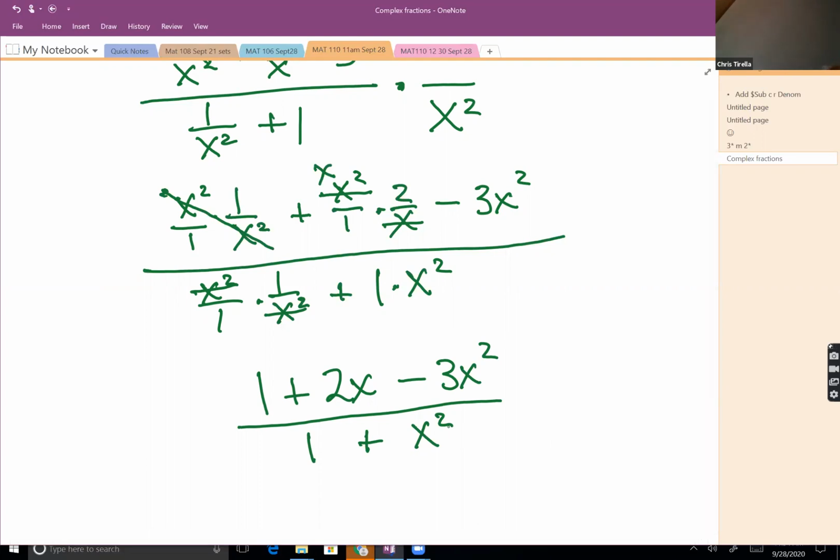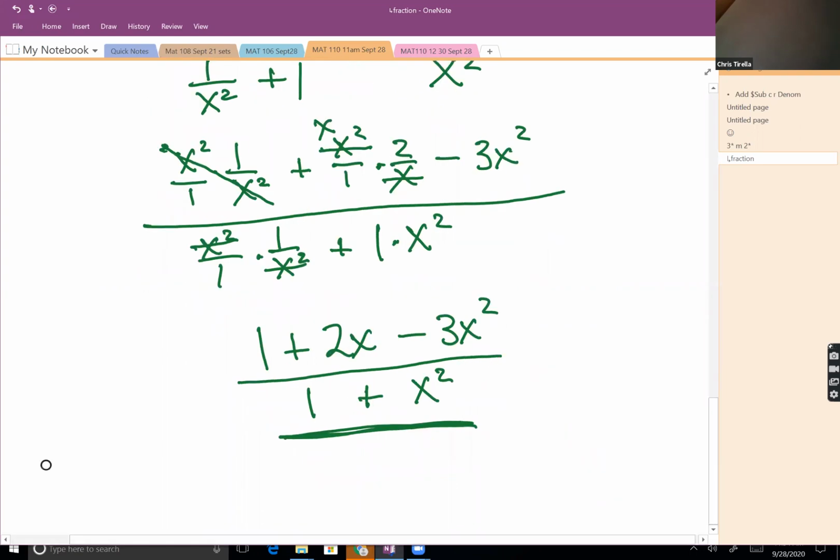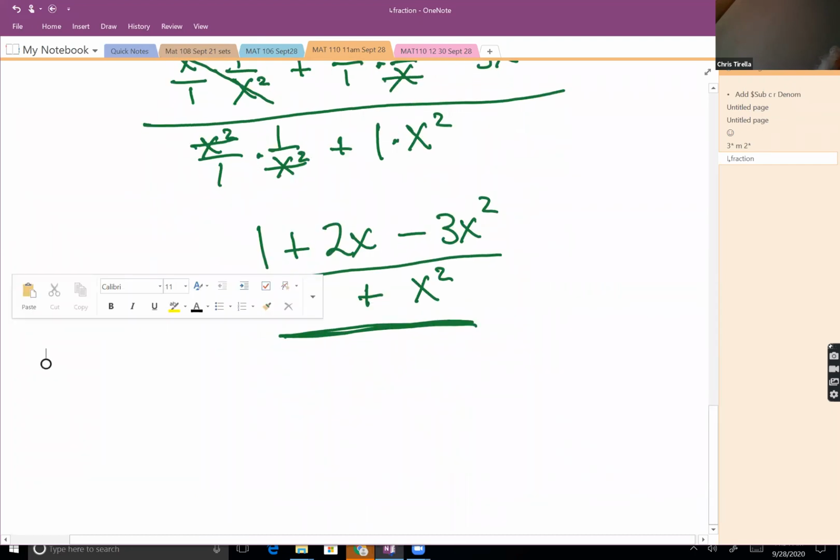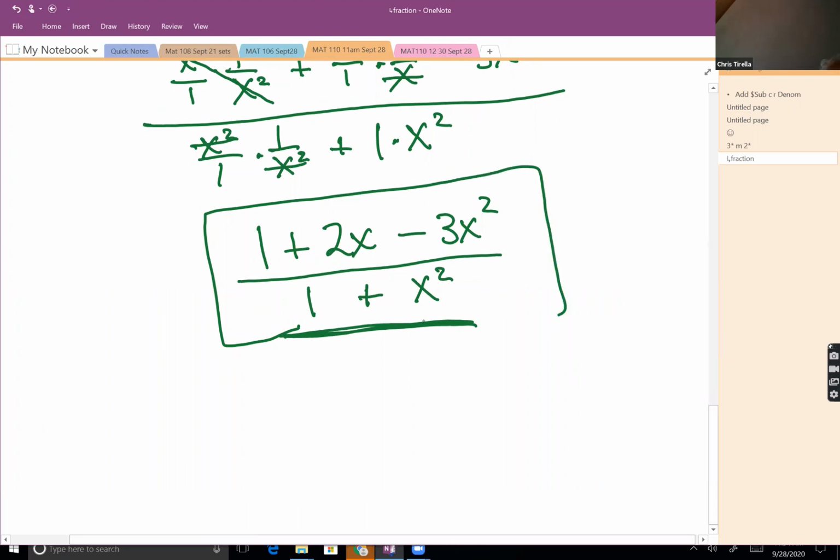Now, to see if it can simplify, what we'd have to do is factor both the numerator and the denominator. But I'm looking at this denominator, 2 terms, squares, but it's a plus instead of a minus, isn't it? And since it's a plus instead of a minus, it's not going to factor. And because that does not factor, this is going to be our final answer.